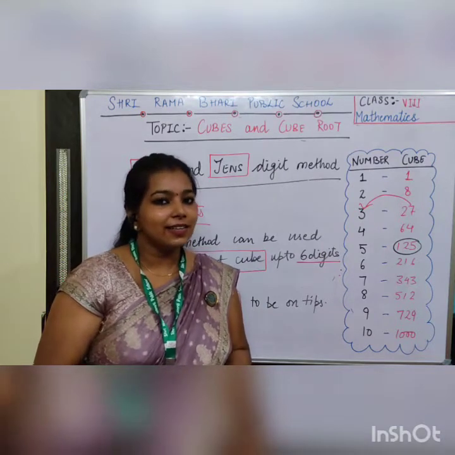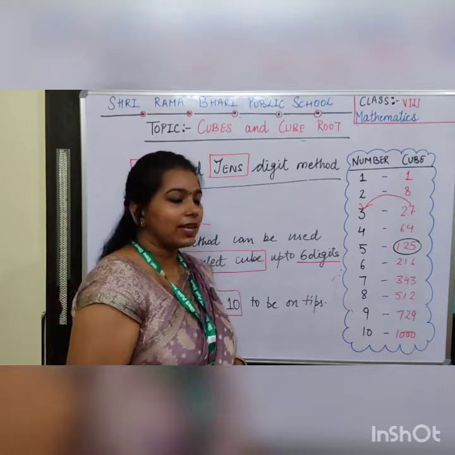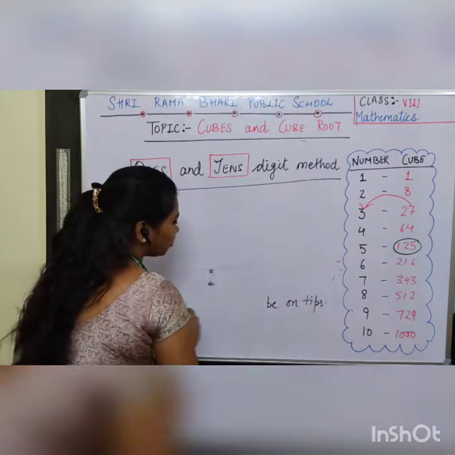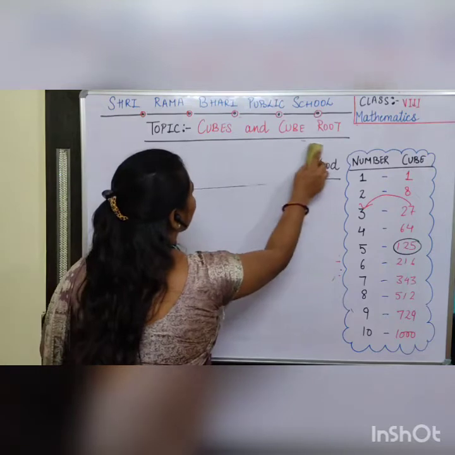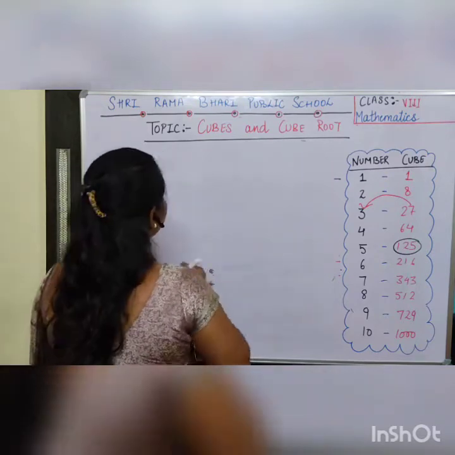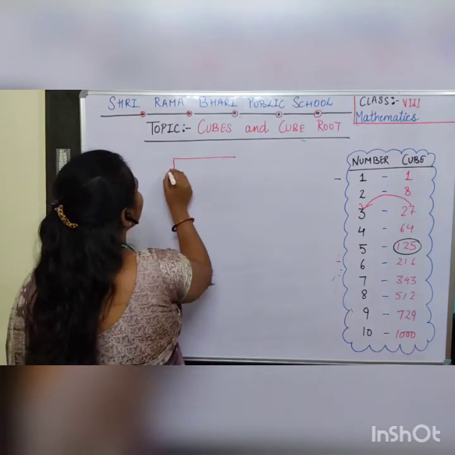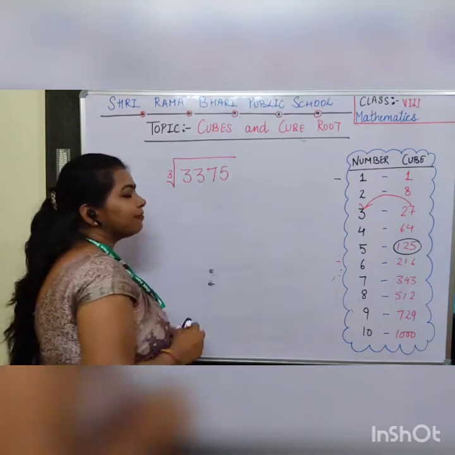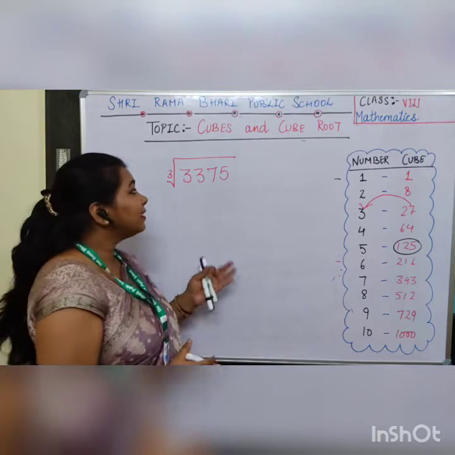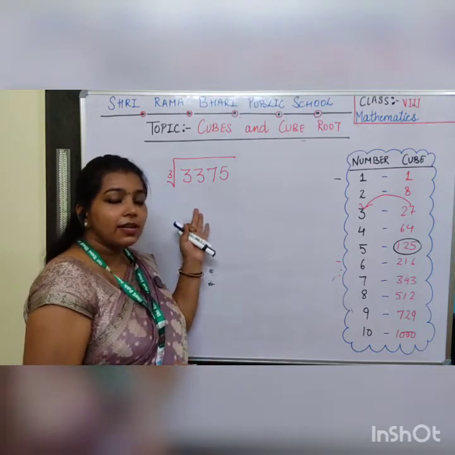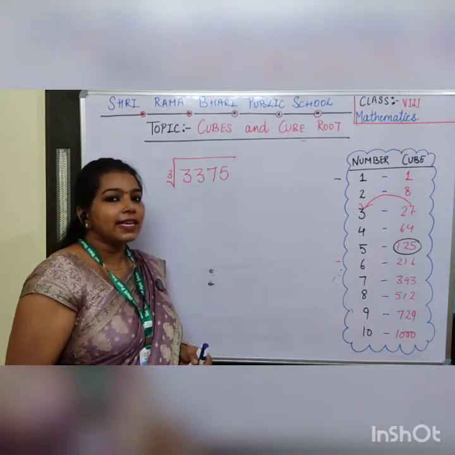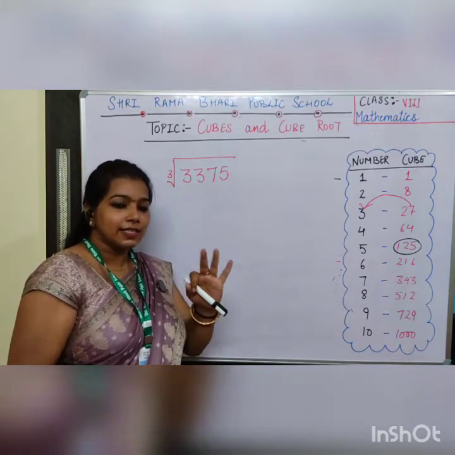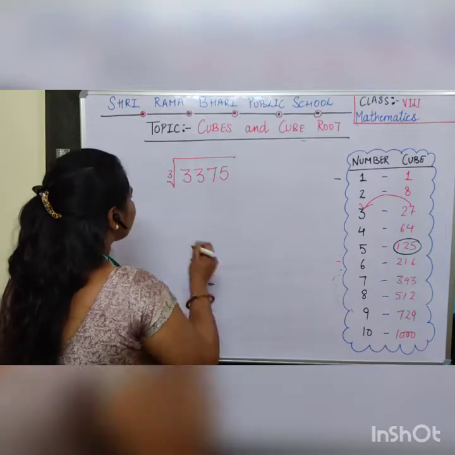So let's start discussing this method by taking one example. The example I am going to take is the cube root of 3375. How can we find the cube root of this number by using the ones and tens digit? We will find it in 3 steps. So what are those steps?